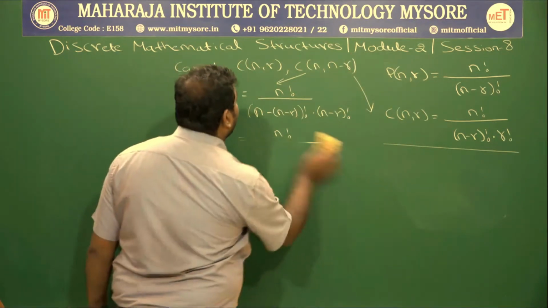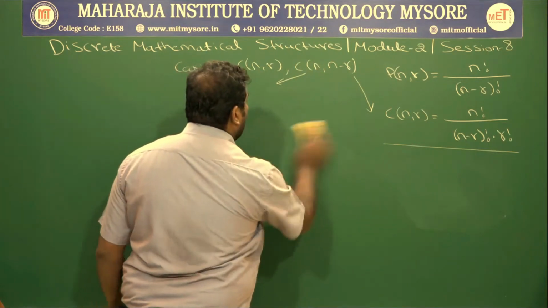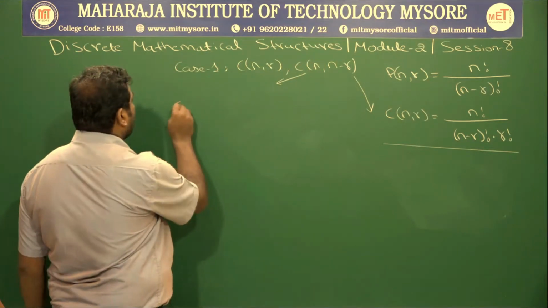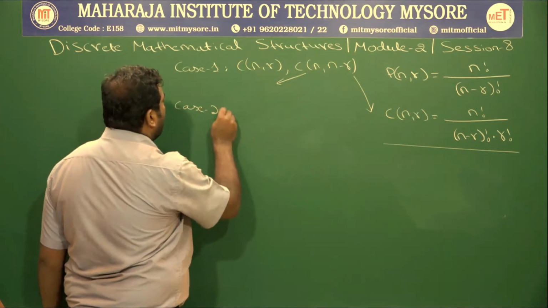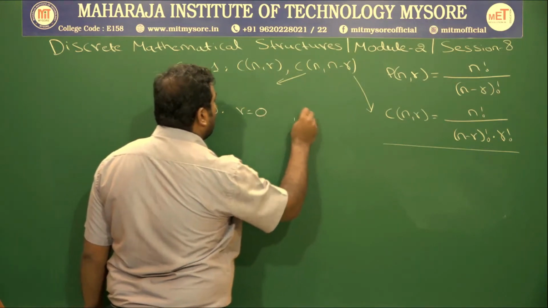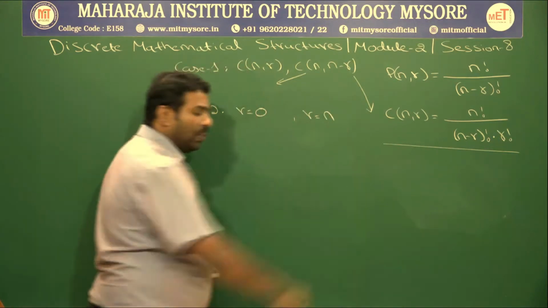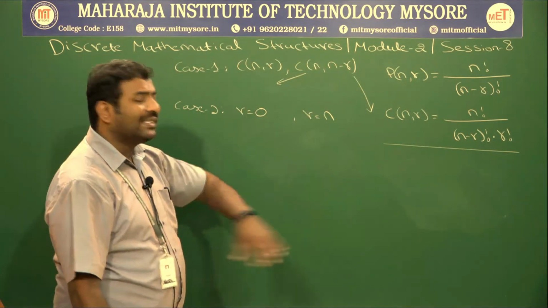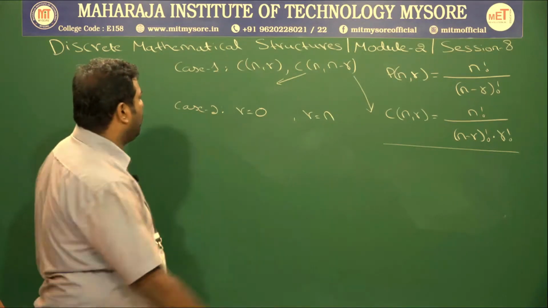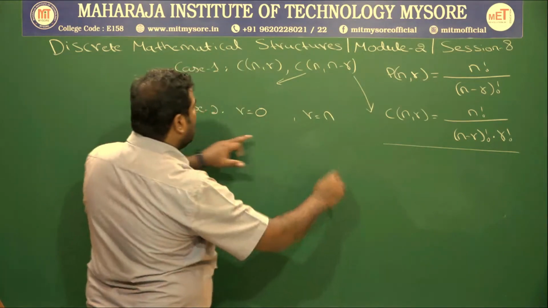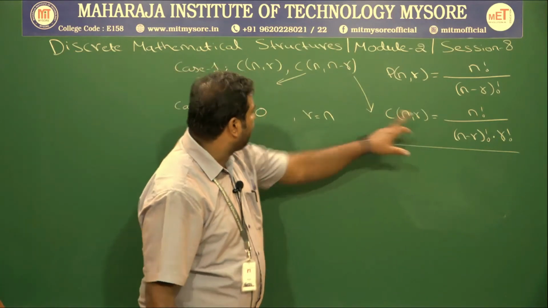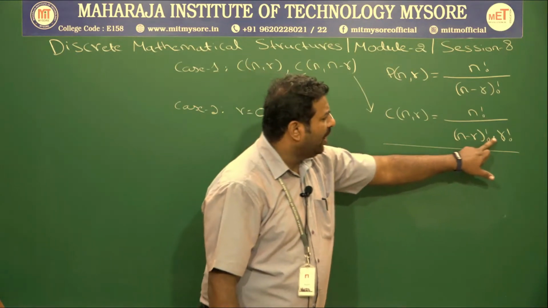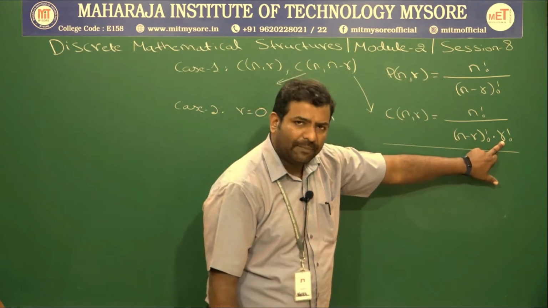So now we'll take the next case. In the next case, what if the value of r is going to be 0, or what if the value of r is going to be n? What if the r value is 0, and what if the r value is equivalent to the number of objects I want to pick? You can just substitute and check it out. So when r equals 0, this remains the same. So n minus 0 is n factorial into 0 factorial, which is 1.